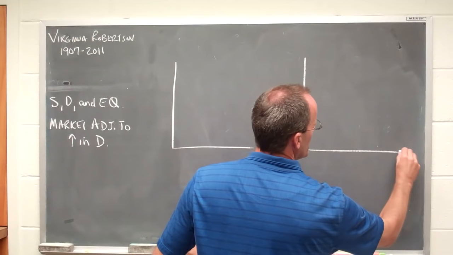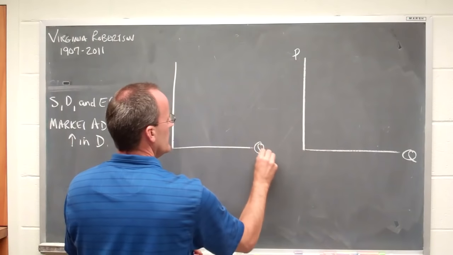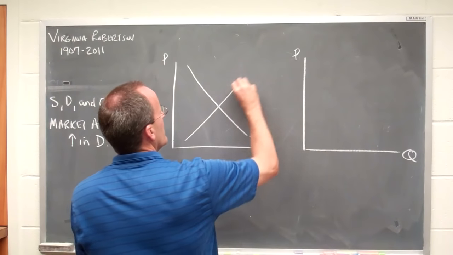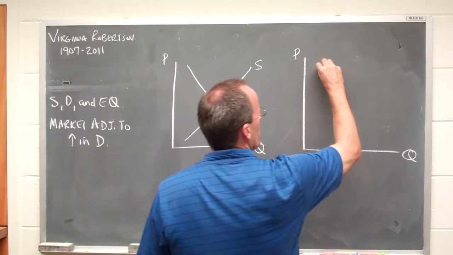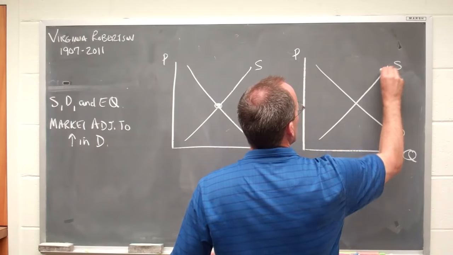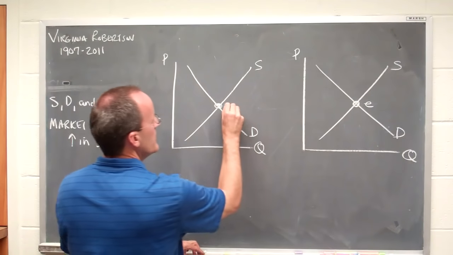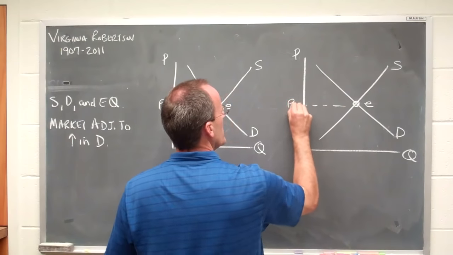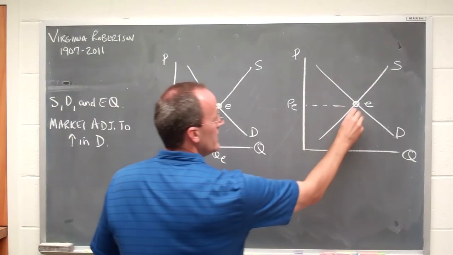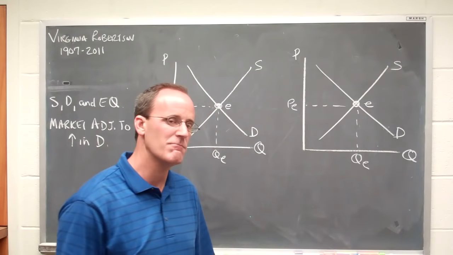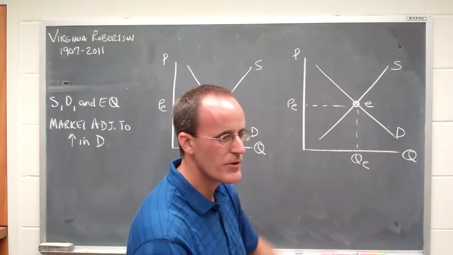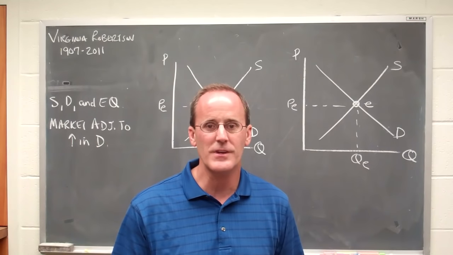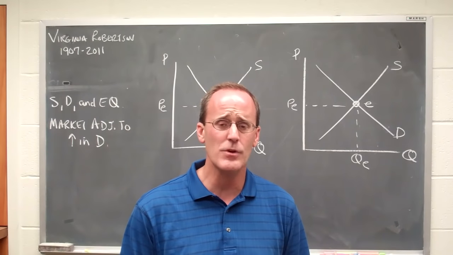two graphs side by side. So we've got Q, P, Q, and P. And I'm going to show both of these markets looking roughly the same. Here's demand, here's supply, here's an equilibrium price, and here's an equilibrium quantity in each. I'm just basically saying that here's a market, and both of them have a tendency to end up at roughly the same price. And now I want to show you two very different things happening in these marketplaces.